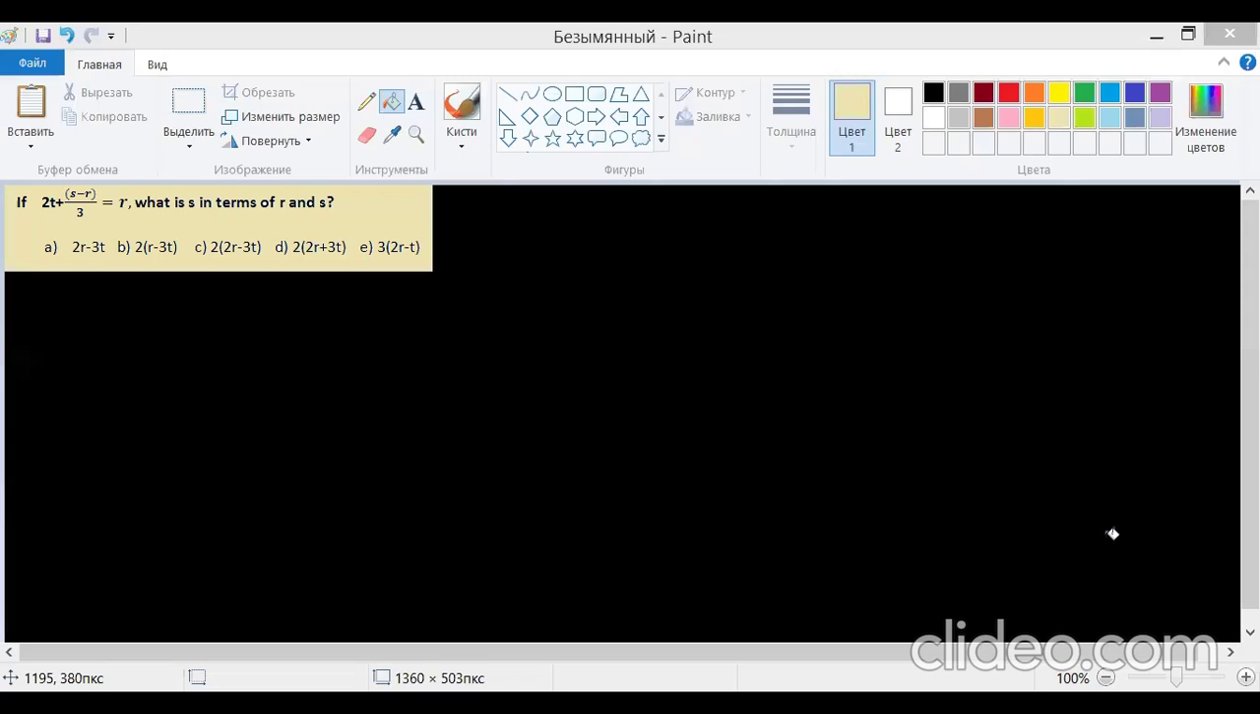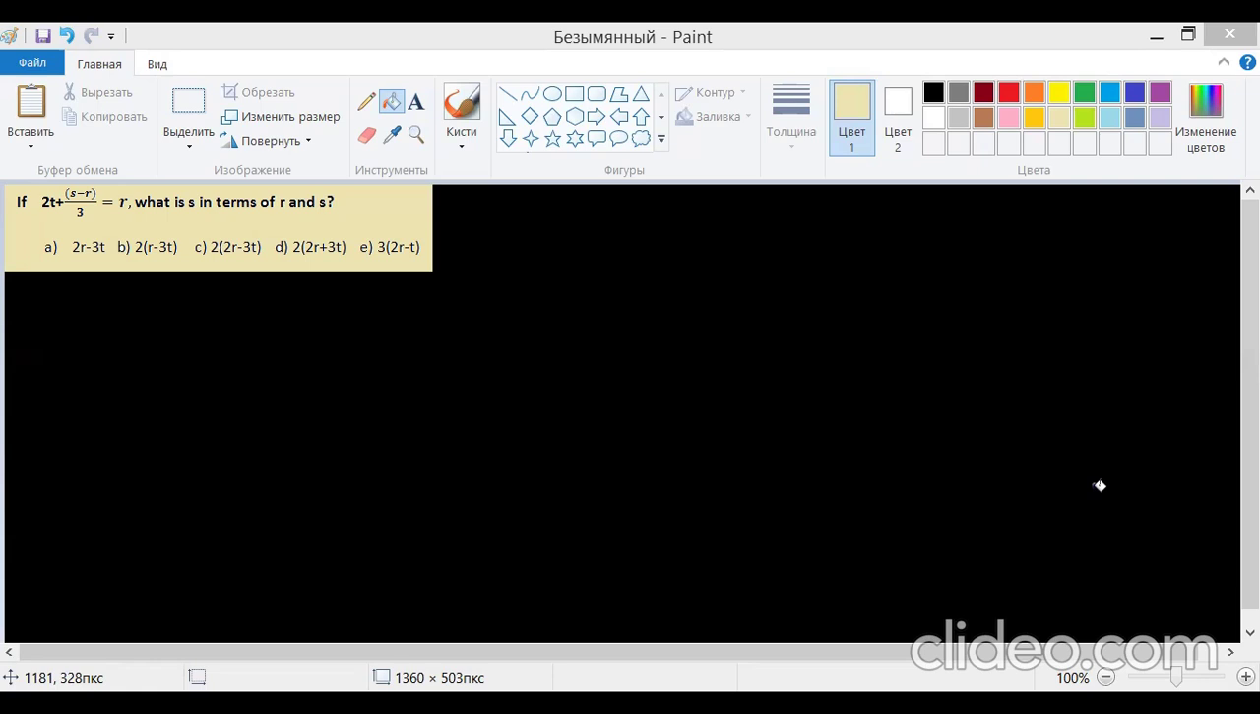So let's proceed to the next question. We got, let's call it a formula. Twice t plus, no, it's an equation, better say, yeah. Twice t plus s minus r over 3 is equal to r. And they want us to express s through r.